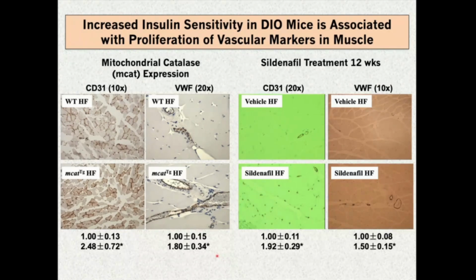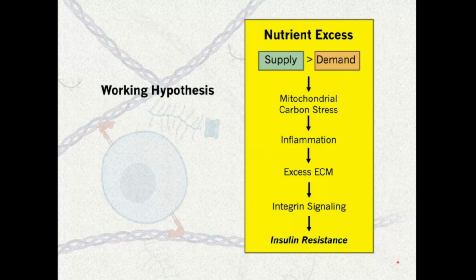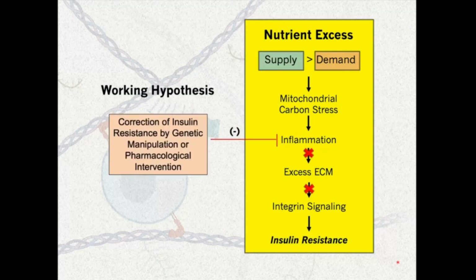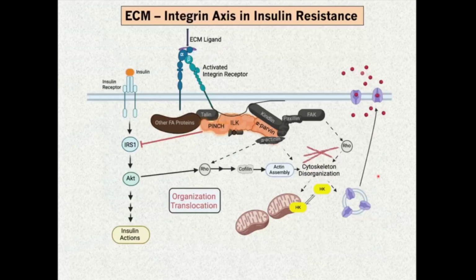So it seems, based on these histological markers, which in effect would improve delivery of insulin and glucose to the insulin sensitive tissue. So the working hypothesis we can add to this, and we know that events that correct insulin resistance, or at least partially correct it, whether they be genetic or pharmacological, decrease inflammation and the excess ECM. The question now is, what do they do with the integrin? Do they have actions through the integrin signaling protein?